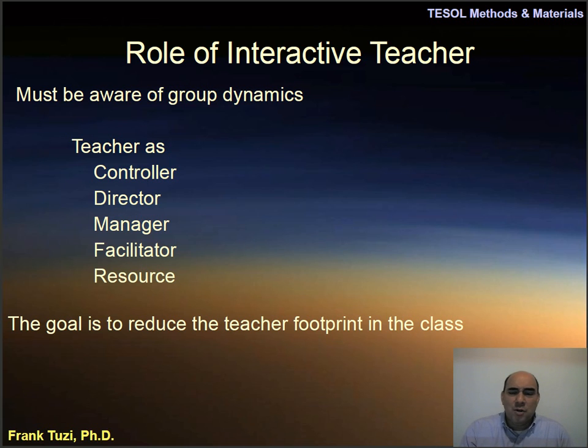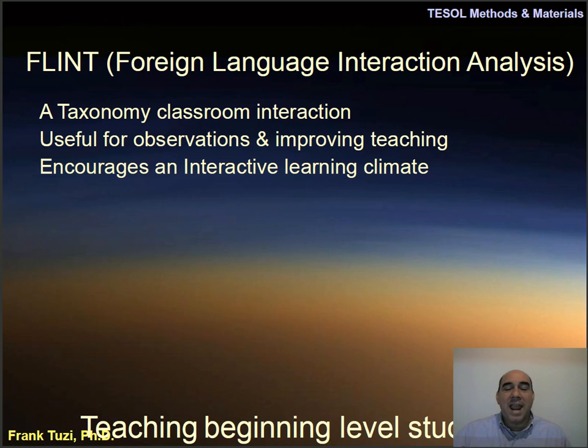You'll plan, you'll guide, you'll be the controller, the facilitator, but you want to step back. The smaller your footprint means the bigger their footprint is going to be. And the more they can interact with the language, the better off it's going to be for them. So we want to have more interaction. One way of identifying the interaction that's going on is to analyze what you're doing in the classroom. And that's what FLINT is all about, the foreign language interaction analysis.